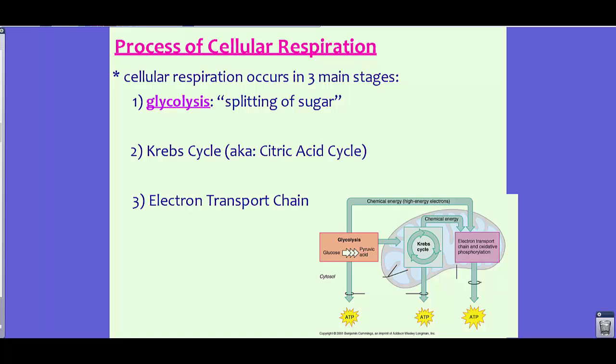Mostly you will see it as the Krebs cycle. And then the third stage is the electron transport chain. Now, all three steps here are part of the process of cellular respiration. You need to know all three steps.